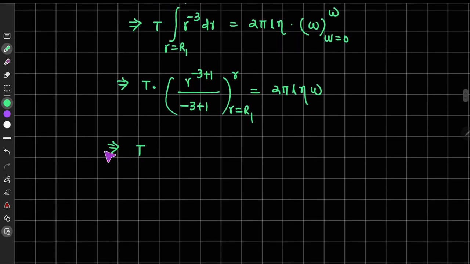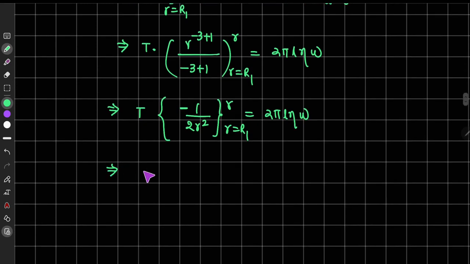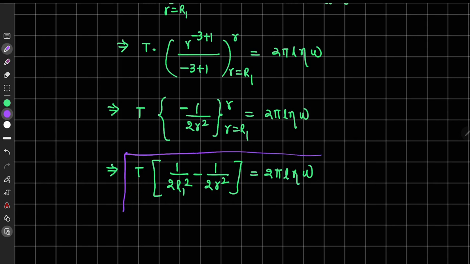So from here we can write T times minus 1 upon 2r square from r is equal to capital R1 to r, that is equal to 2 pi L eta omega, and we can write T times 1 upon 2 R1 square minus 1 upon 2r square is equal to 2 pi L eta into omega. So this is the first expression we got, where we have the angular velocity as a function of torque, but we don't know the value of this torque.